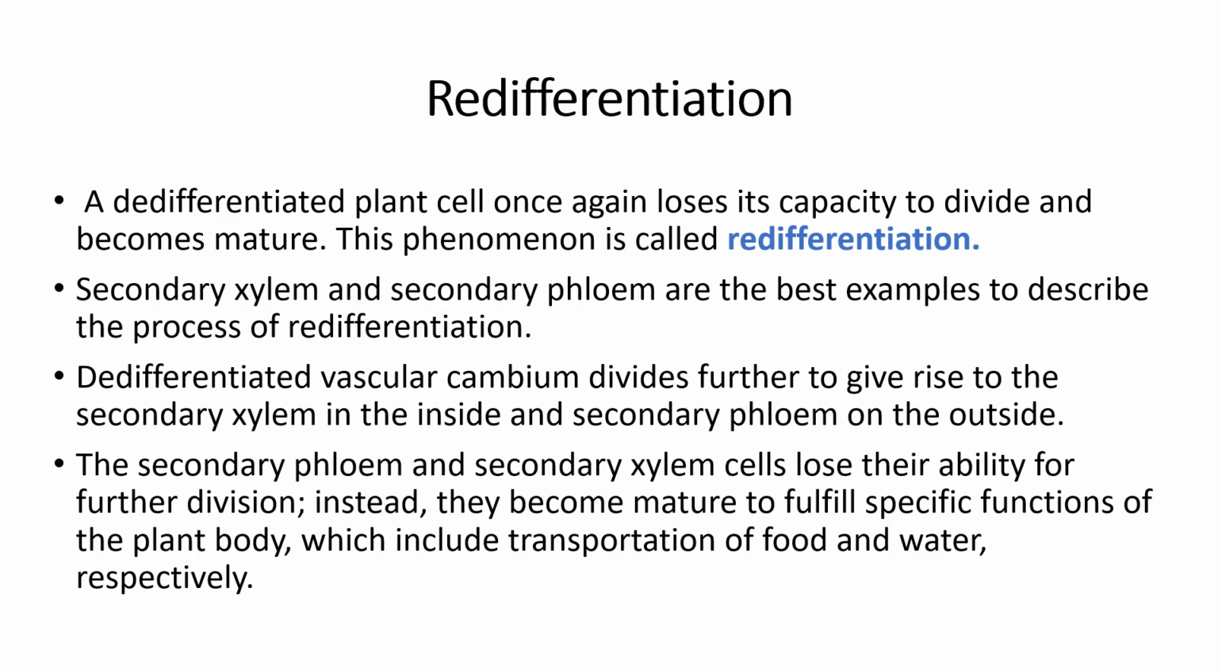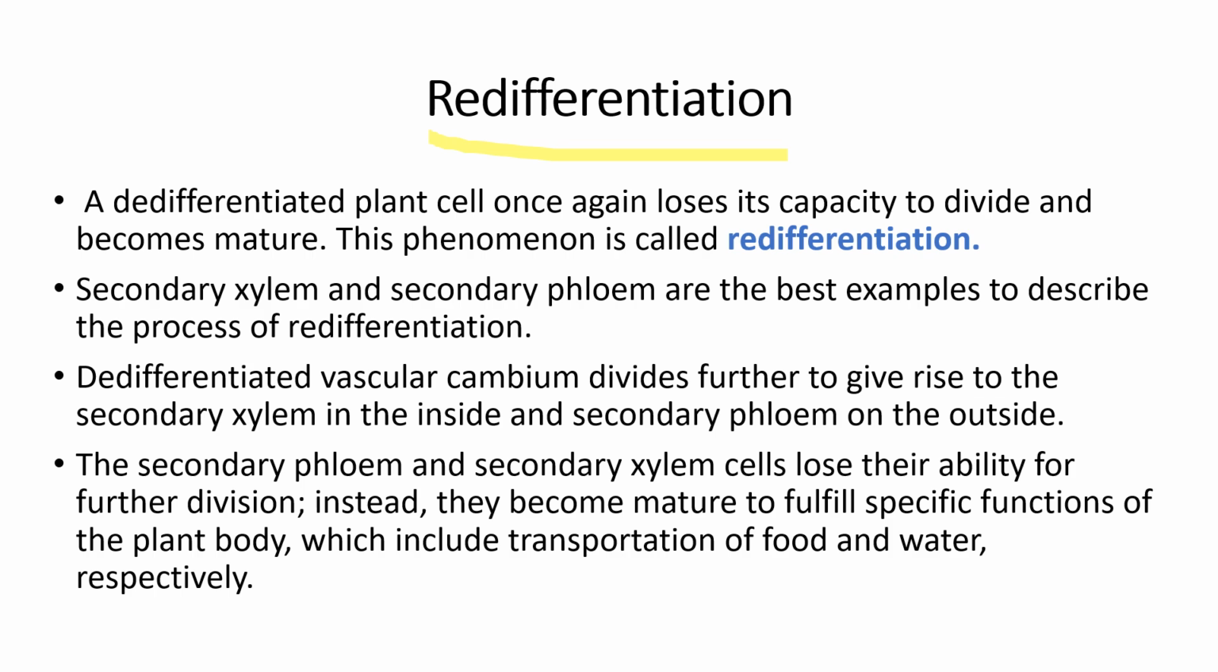After this there will be redifferentiation. What is redifferentiation? The dedifferentiated cells once again lose their capacity to divide and become mature. They will not regain the capacity to divide again, so they become mature. This phenomenon is called redifferentiation. What are the examples of redifferentiation? The secondary xylem and secondary phloem best describe this process.